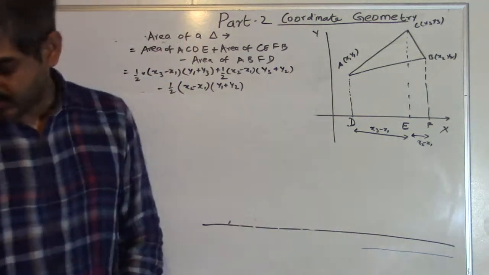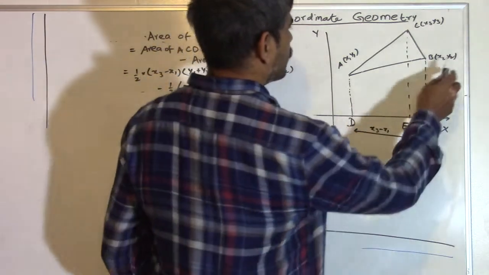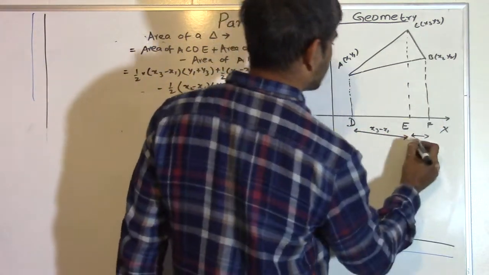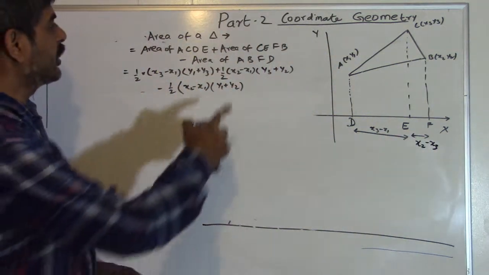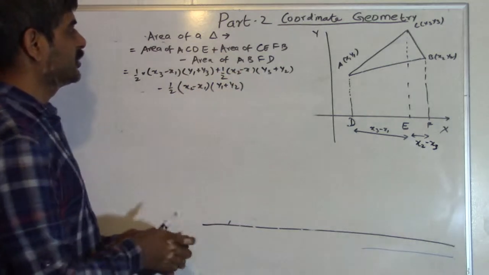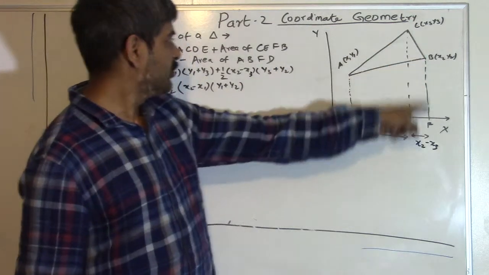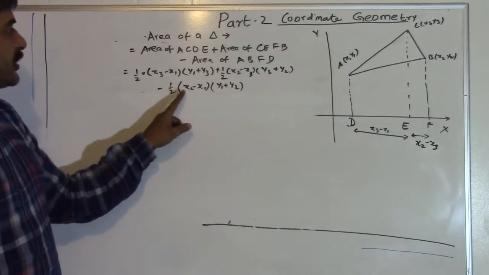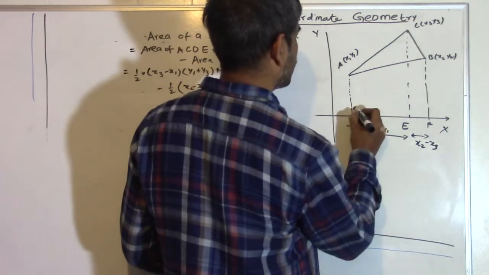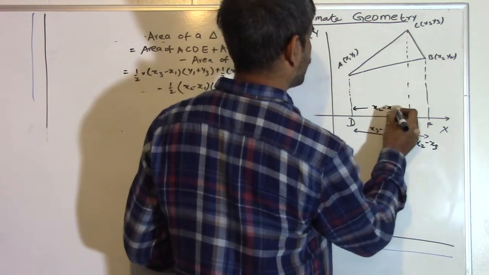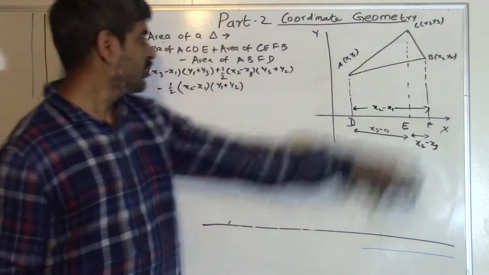Half of, okay, this length is wrong. You have to make sure this length must be, this is y2, x2 minus x3. So we had x2 minus x3 here, and this one is y3 plus y2, this is right, minus half of, for this length, this whole length is x2 minus x1. So this one is good, x2 minus x1 multiplied by y1 plus y2.